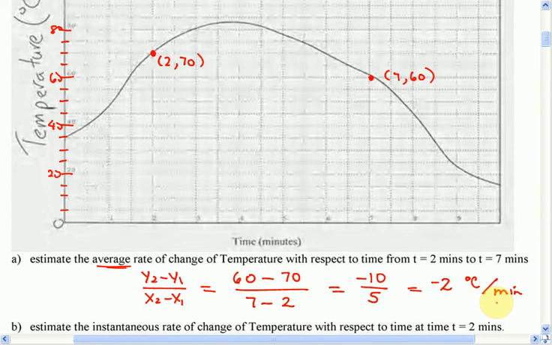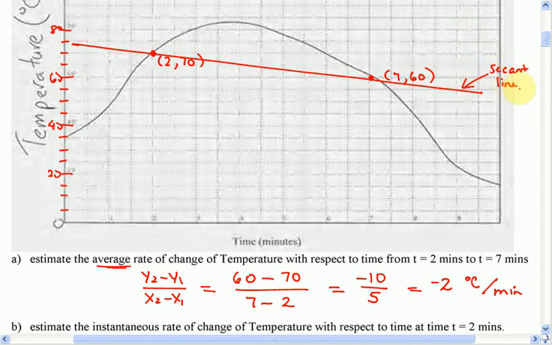Okay. So that's average rate of change, the stuff you've done before. And I'm going to ask you to use your ruler now to actually draw in that secant line. This is not a tangent line, but this is a secant line. Yes, Megan. All right, so that's the secant line, which is part A. This is the average rate of change.